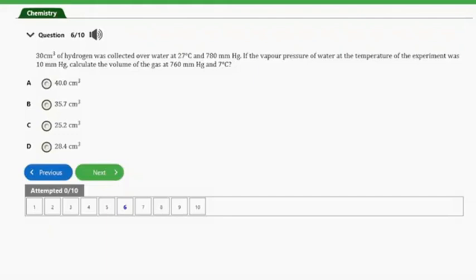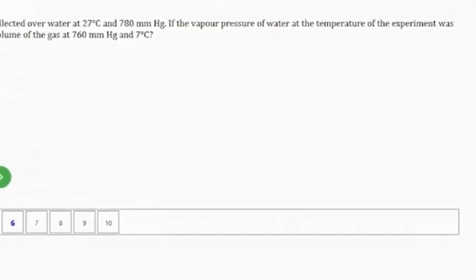So let's consider the next question. Question number 6. It says 30 cm cube of hydrogen was collected over water at 27 degrees Celsius and 780 millimeters of mercury. If the vapor pressure of water at the temperature of the experiment was 10 millimeters of mercury, calculate the volume of the gas at 760 millimeters of mercury and 7 degrees Celsius. So guys, let's zoom in right in here to our workspace and solve this out together.